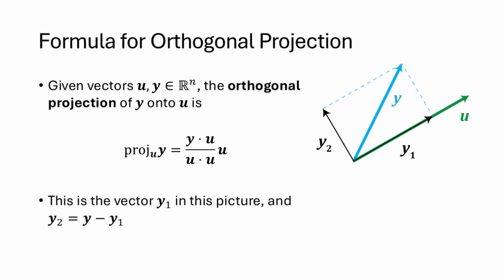So the vector y1 is called the orthogonal projection of y onto u, and so we write proj, which is just short for the word projection, subscript u, so the subscript tells you what vector you're projecting onto, of y, so y is the vector that we are projecting, and the formula is y.u divided by u.u times u. And again, if we wanted to figure out what y2 was, we would just subtract y minus y1.